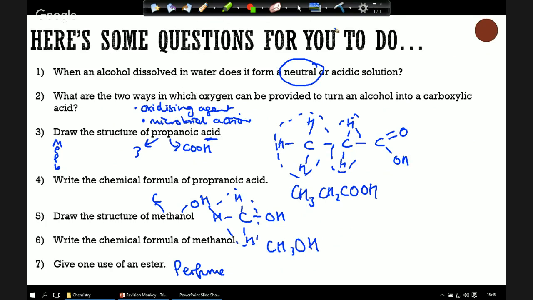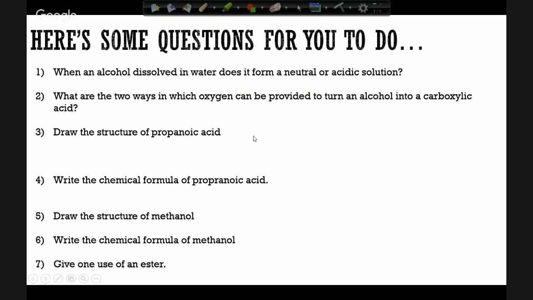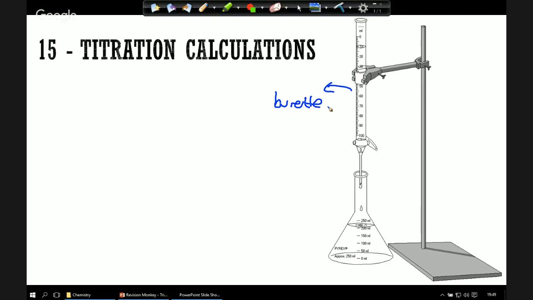Got 2 more topics to go. We've got titration, and then we've got identifying positive and negative ions. So get your calculators ready for the titrations. Here is the setup for titrations. You will have a burette. You might get a 6-mark method question on this.